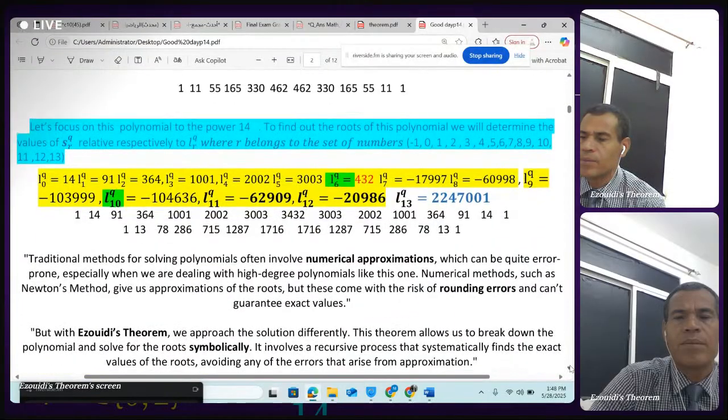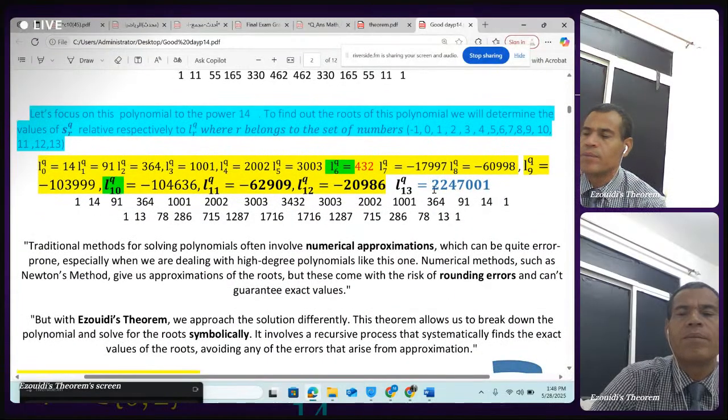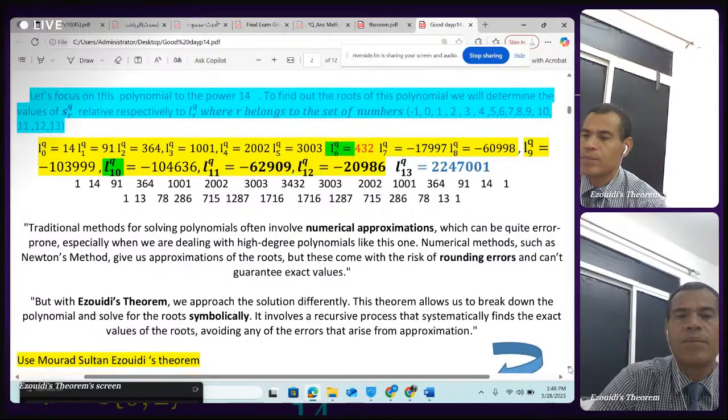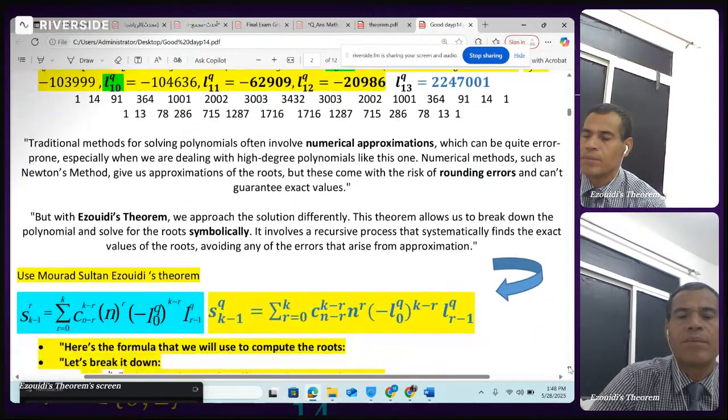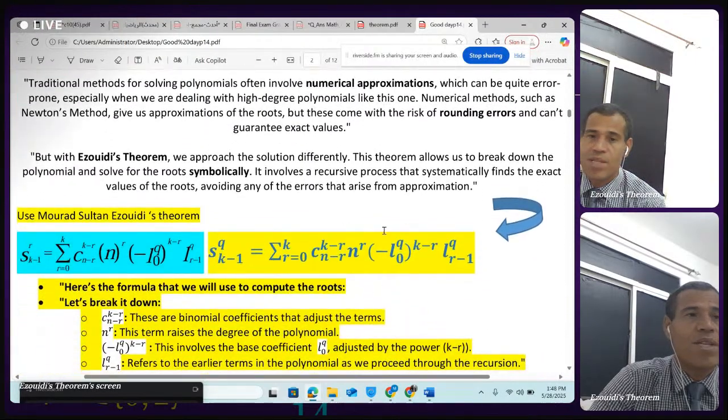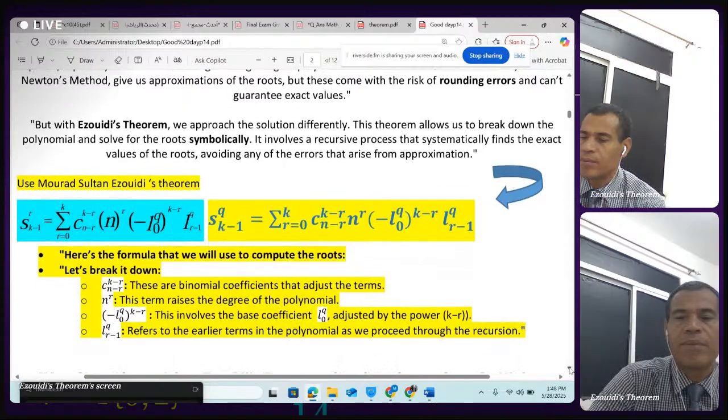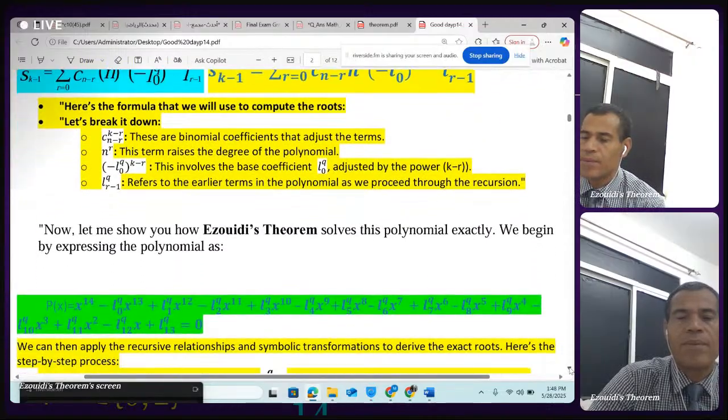How does Ezouidi's theorem actually start processing these ingredients to find the roots? Well, the core mechanism described is recursive. It involves calculating a new set of symbolic coefficients. Symbolic coefficients, not numerical values yet. Not yet. These are often called L's coefficients, or sometimes L1Q in the notation, and they're derived directly from the original L coefficients.